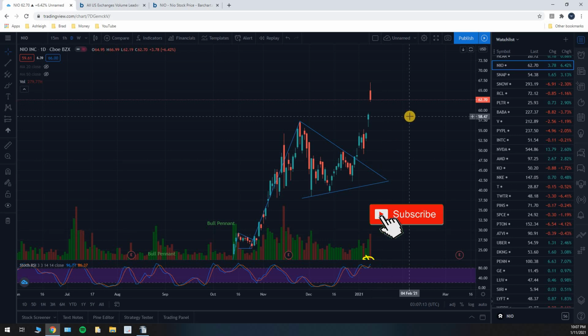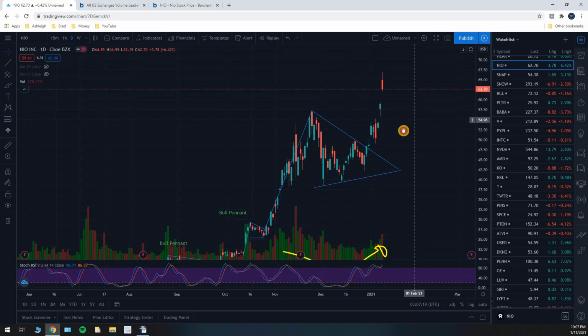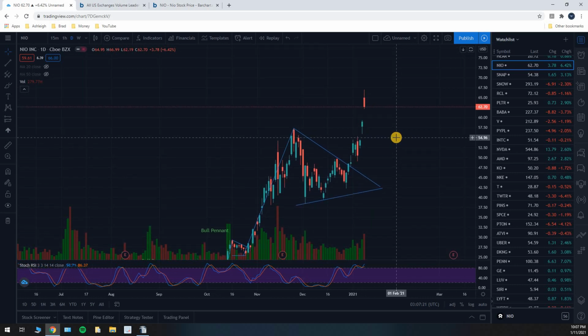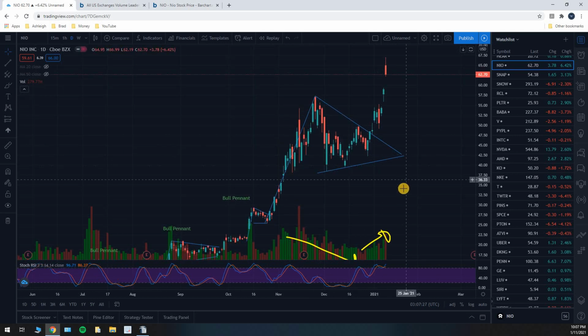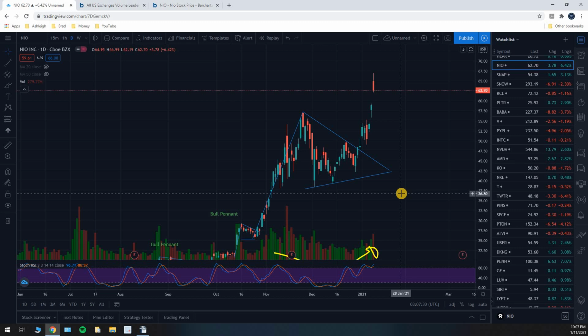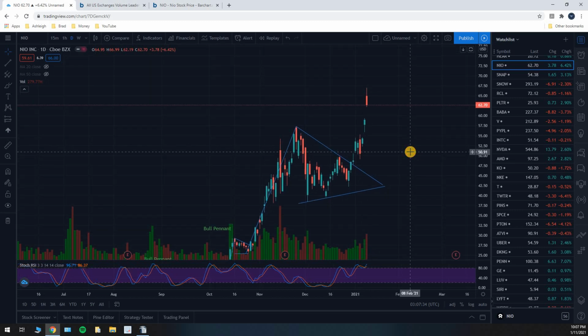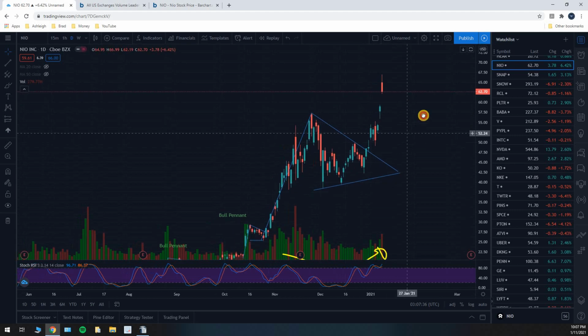So let's get into the price target based on this bull pennant. I've been targeting the same range since about the beginning of December when I started making videos on NIO. I saw this bull pennant playing out and we set a price projection, but I'm going to go ahead and do it again just to show you guys how to do it. It's really easy on these bull pennants.